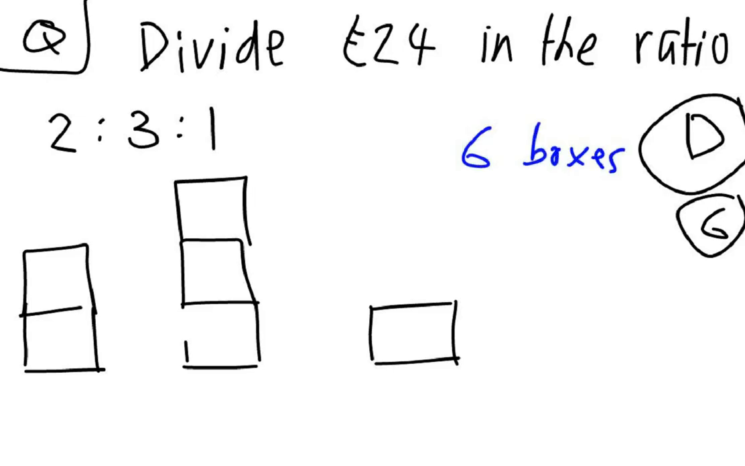So I want to divide the amount, which is £24, equally between 6 boxes. So I'm going to do 24 divided by 6. Now, that gives me 4. So each of those boxes is worth £4.